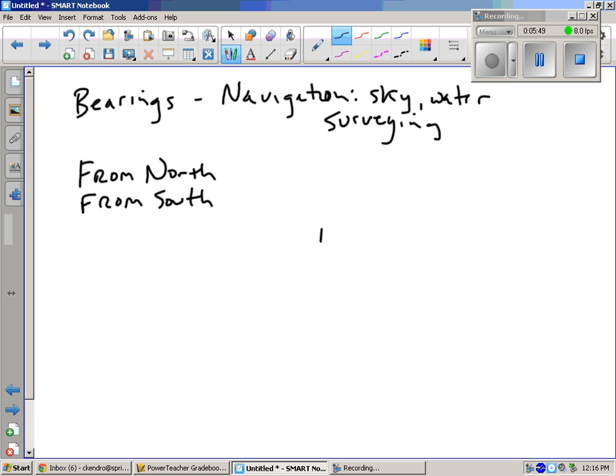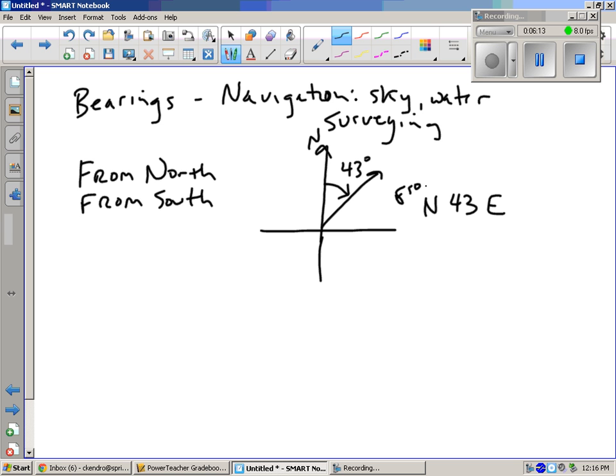For example, here's our grid, and I have an angle coming there. I'm coming from the north, that's the closest one, and I'm heading to the right, which is east. Let's say this is 43 degrees, so your heading would be north 43 east. That's how you would do it. From the north towards the east, and it's 43 degrees.